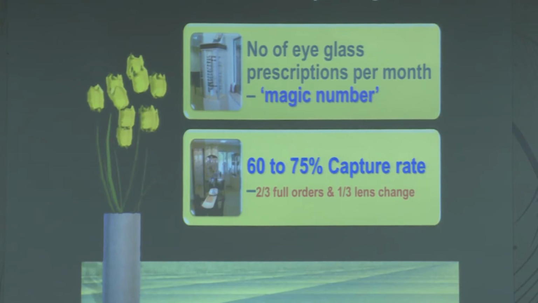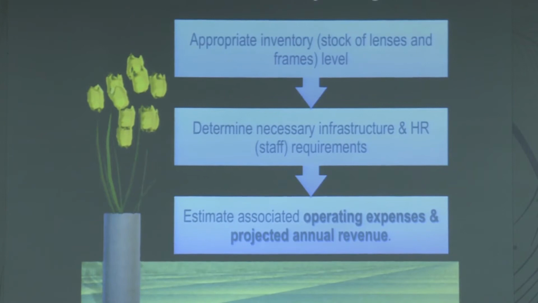Inventory management is very important, because the frames can get damaged, the colors can fade, so that may be contributing to the loss. So you need to appropriately inventory the frames. So determine necessary infrastructure for storing them away from the sunlight, away from theft, right? So all this has to be taken care of.